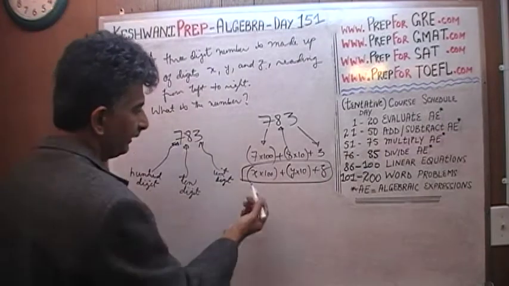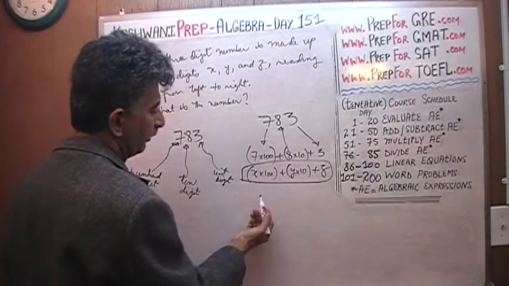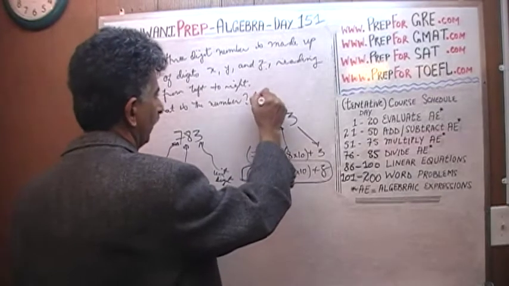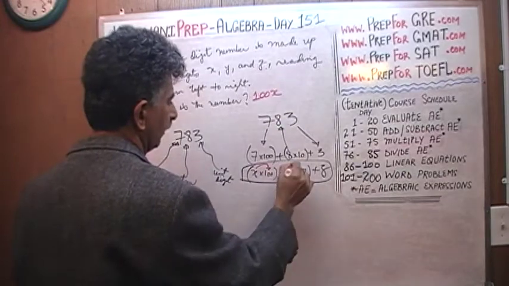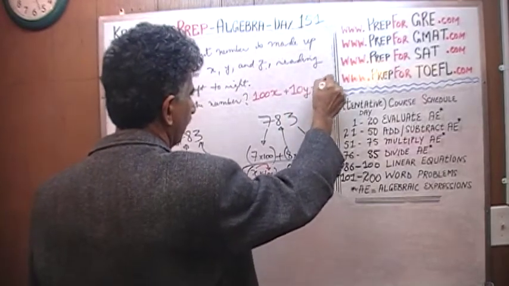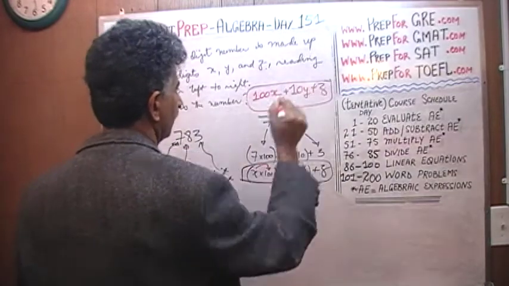Of course, we cannot leave it like this. We have to simplify it. We have to write it in a more refined form. X times 100 is written as 100x. Y times 10 is written as 10y, plus z. There you go. There is your 3-digit number.